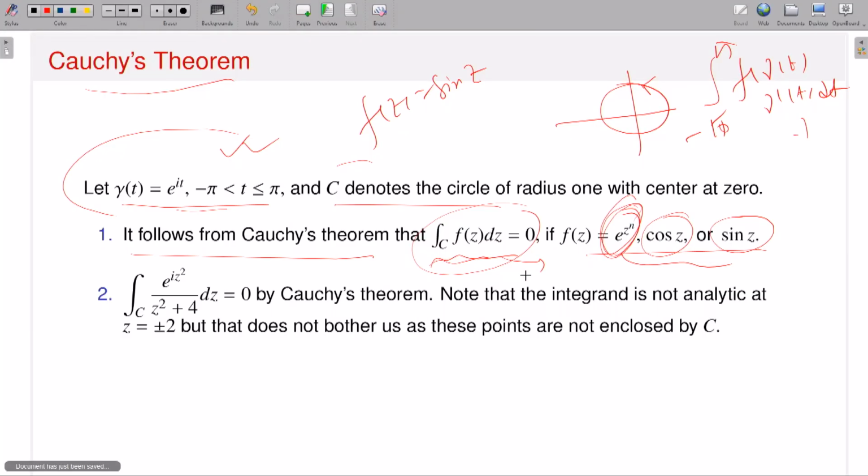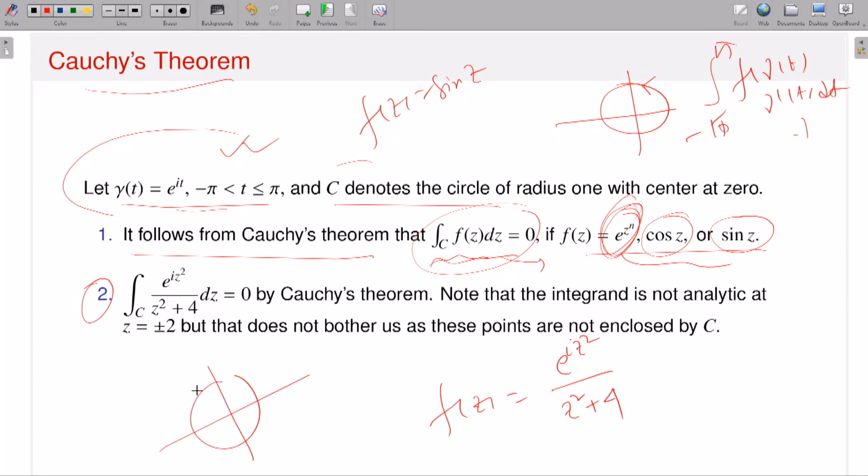You can conclude it. This is another one. So look at this function. This is f of z. What is my function? f of z equals e to the power i z squared divided by z squared plus 4, right? This is my function. What is my contour C? The unit circle. So I have, say, a unit circle. Now look, what kind of function is this?